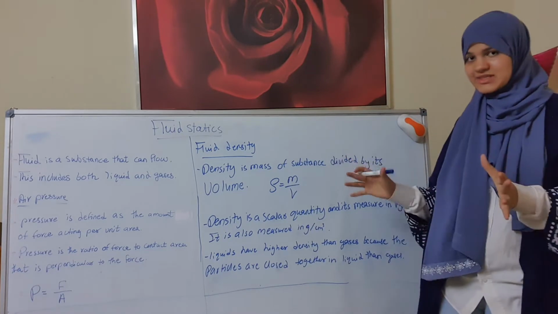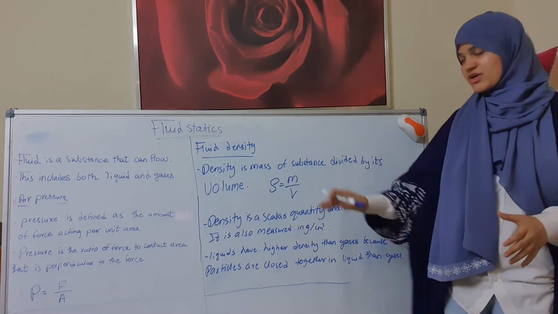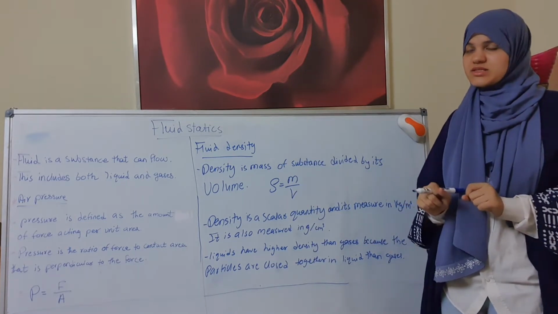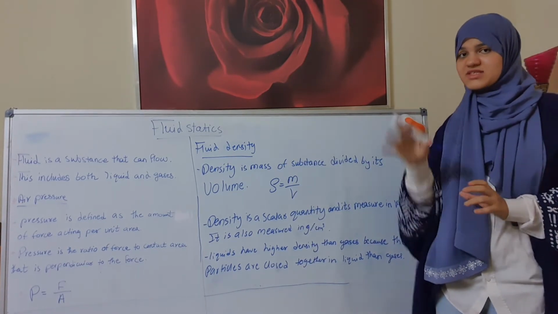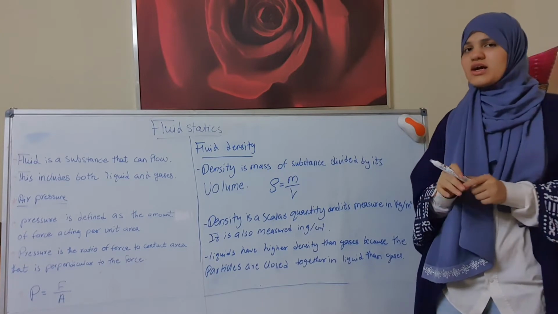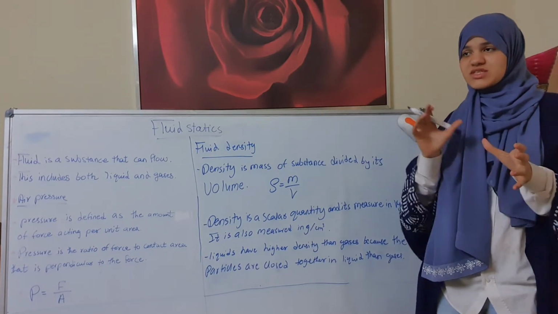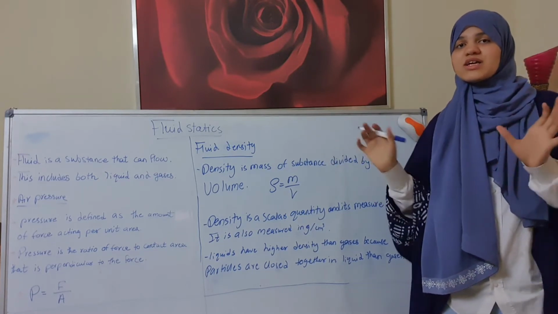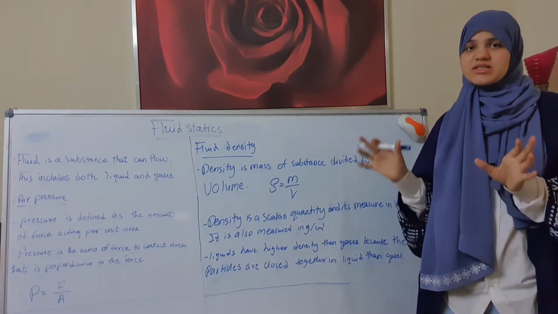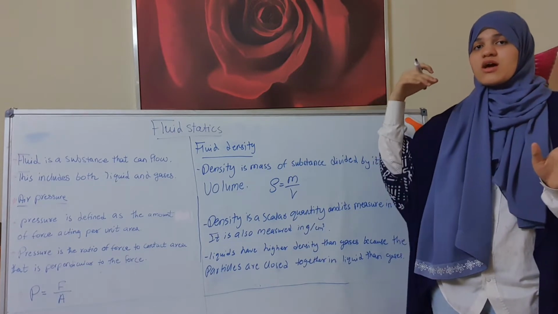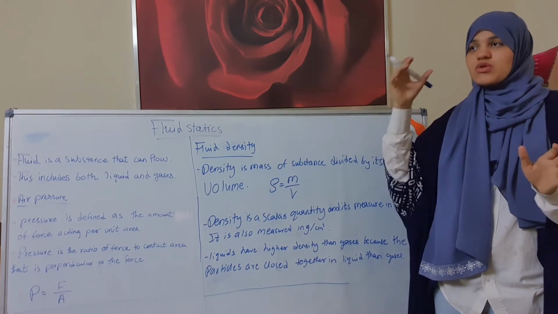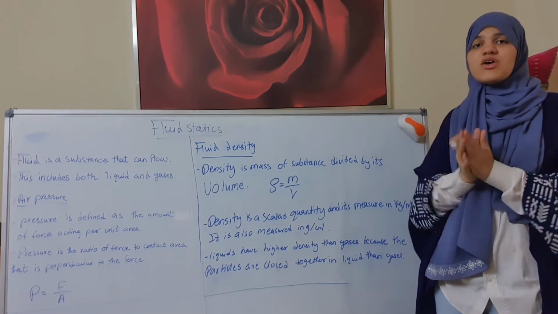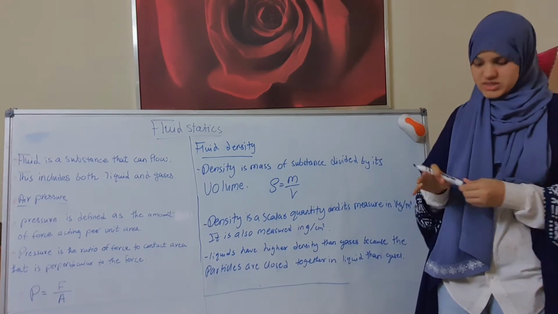Liquids have higher density than gases because the particles are closer together in liquids than in gases. Now let's continue with relative density. Relative density is equal to the density of the substance over the density of water. The density of water is a constant, but the density of the substance will be divided by the density of water. Now we will see it together.